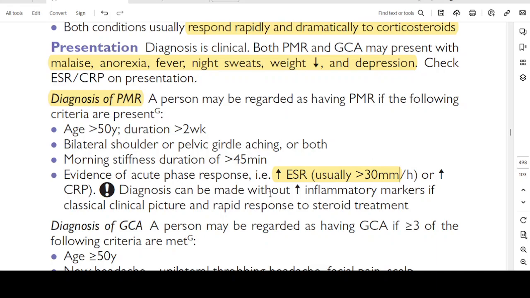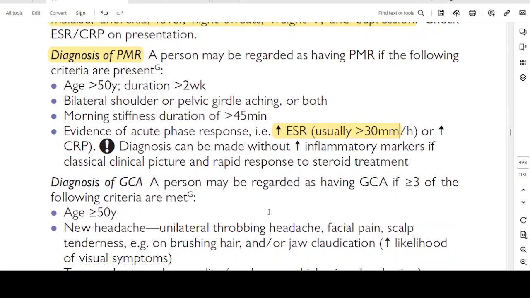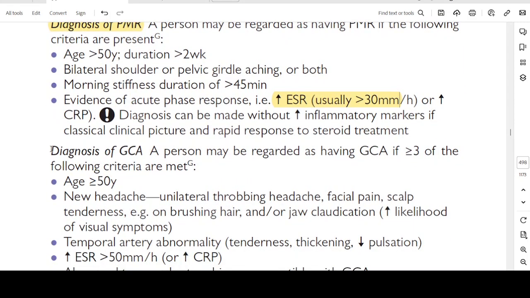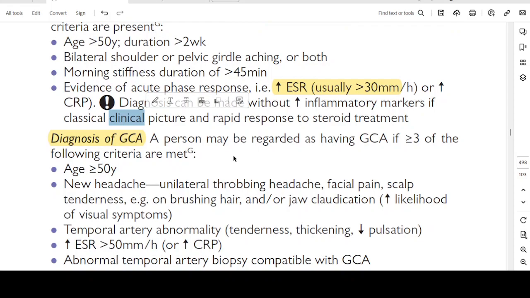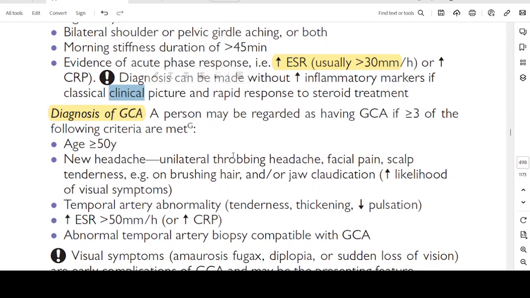Diagnosis can be made without increase in inflammatory markers if classic clinical picture and rapid response to steroid treatment is present. Diagnosis of giant cell arteritis. A person may be regarded as having giant cell arteritis if three or more of the following criteria are met. Age is more than 50 years. There is a new onset headache that has developed within 2 weeks. Symptoms less than 2 weeks.